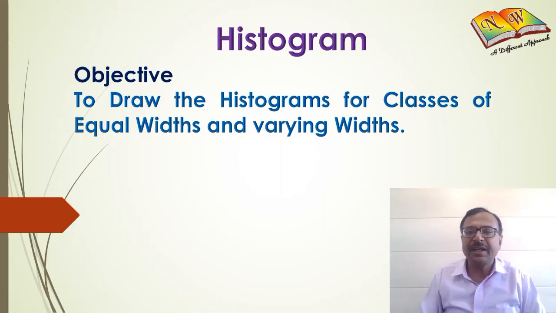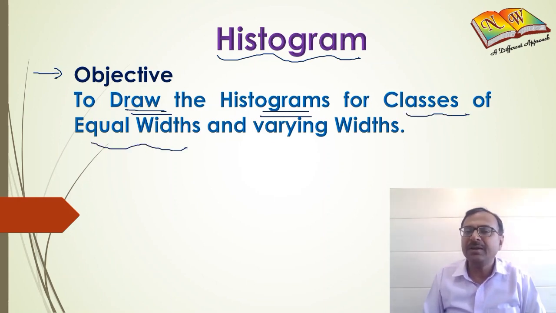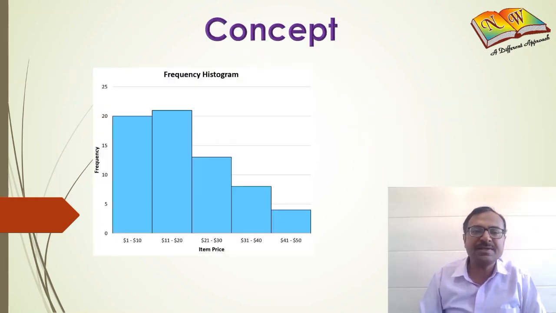This activity relates to histograms. The objective of this activity is to draw the histograms for classes of equal width and varying width. Let's study the concept of histogram first using this graph which is shown here.